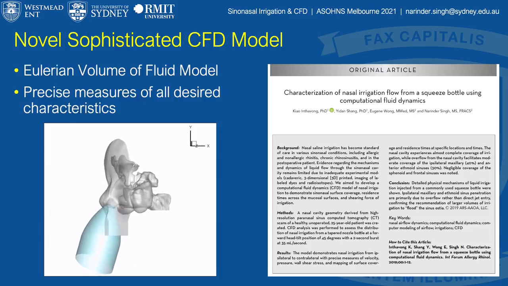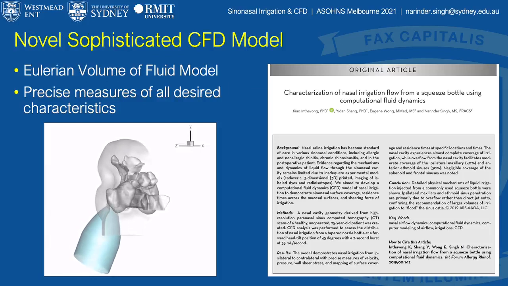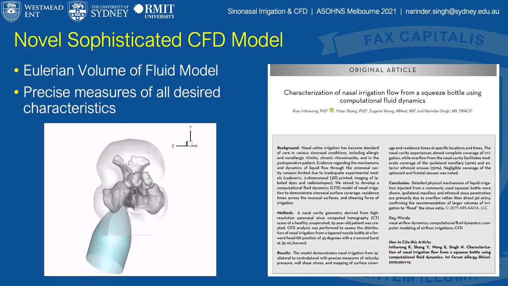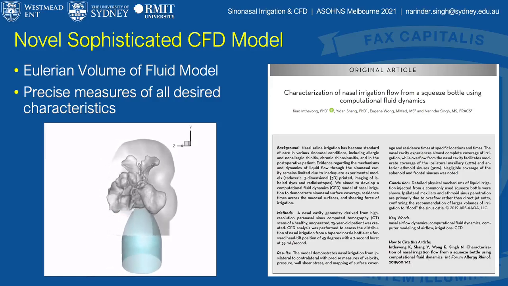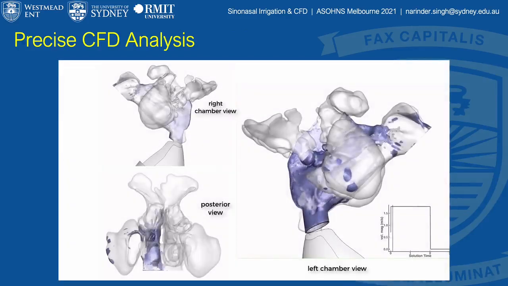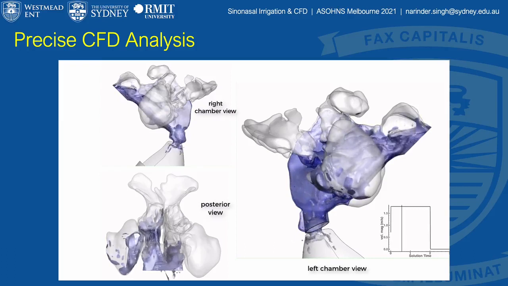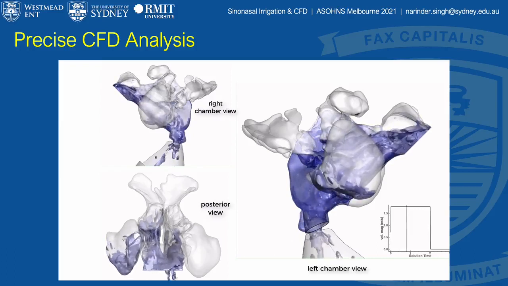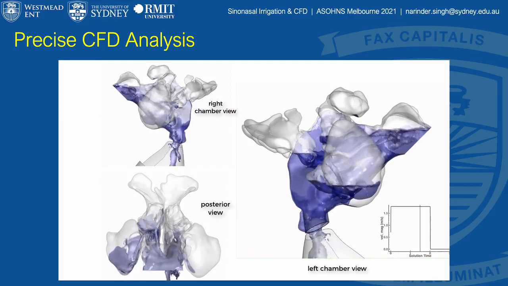A few years ago, our group developed a sophisticated new CFD model of saline irrigation using the volume of fluid technique. This creates a highly accurate computer representation of fluid and air passage through the sinonasal cavity. This is an example of a simulation of 70 mils of irrigation entering the left nostril and exiting through the right. This 2-second animation takes several weeks of continuous processing on a university supercomputer to create.